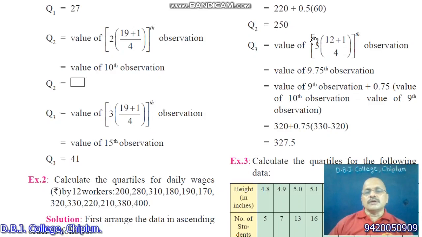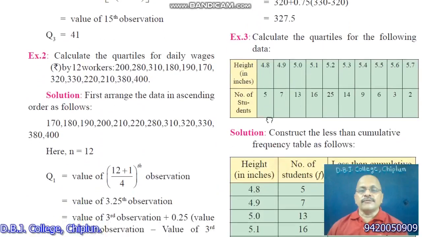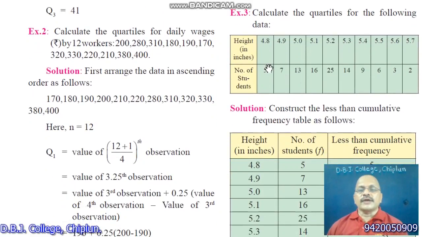And similarly Q3 is found out. 3 into (12 plus 1) by 4th observation, that is the 9.75th observation. It is nothing but the 9th observation plus 0.75 times the 10th minus the 9th observation. Calculation gives us the answer 327.5.